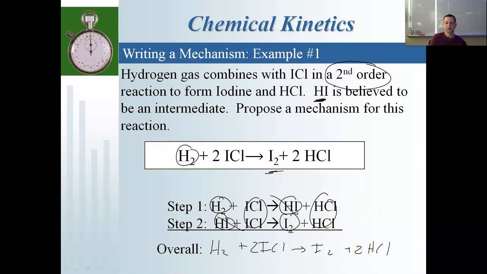So this is going to be a second order reaction, and we need to figure out what our slow step is. It could really be step 1 or step 2, I guess, but most likely step 1. So the slow step would be here. We write the rate law for that. It'd be rate equals K times H2 times ICl, and that is going to be a second order rate law because the exponent on both of those is a 1.